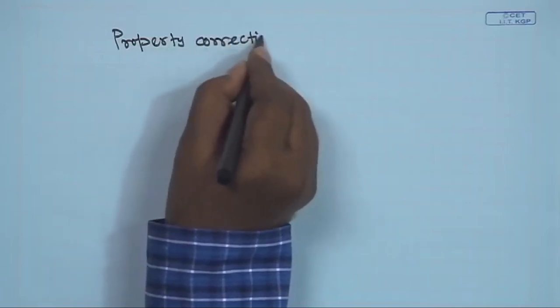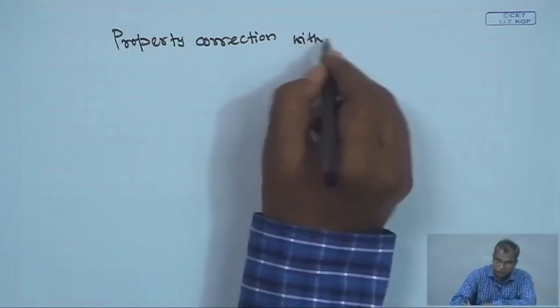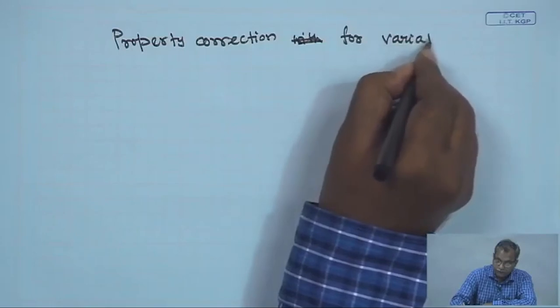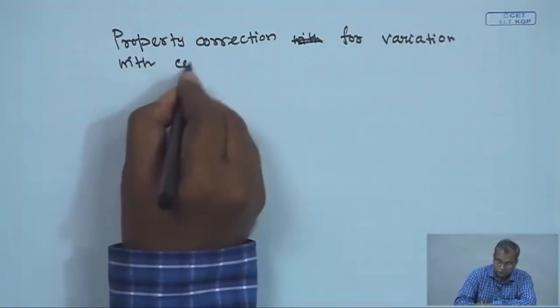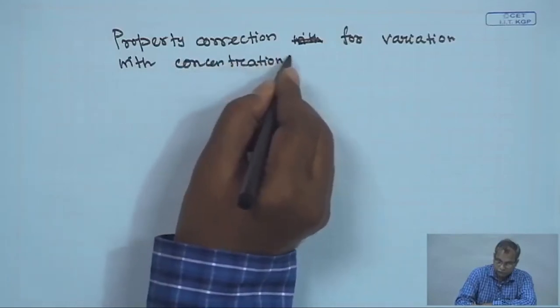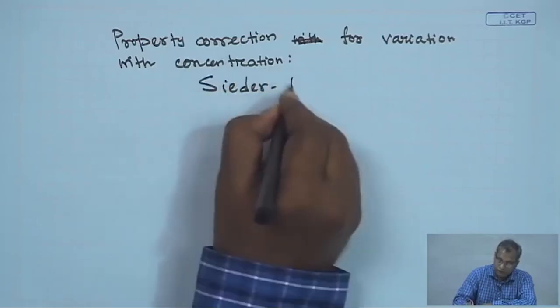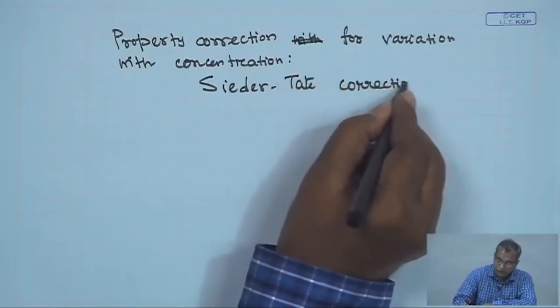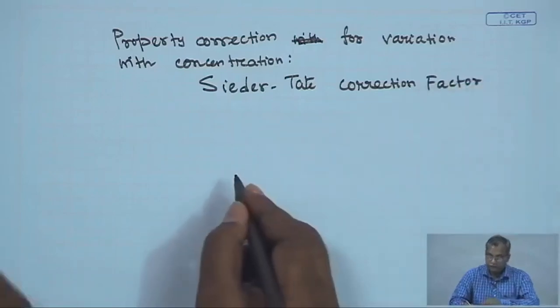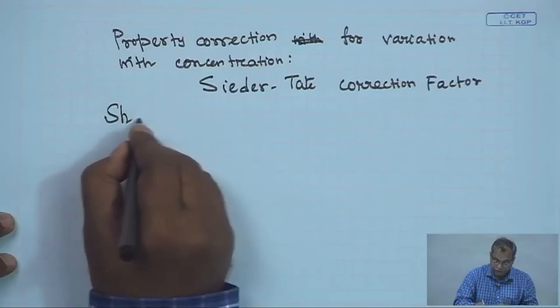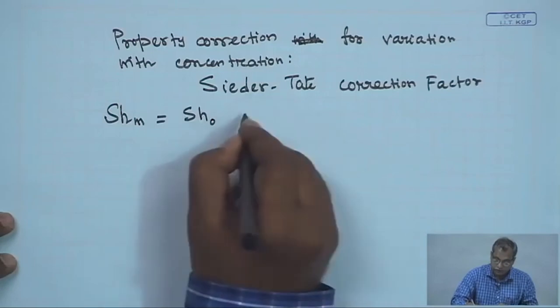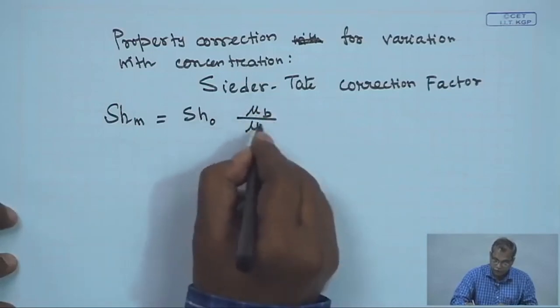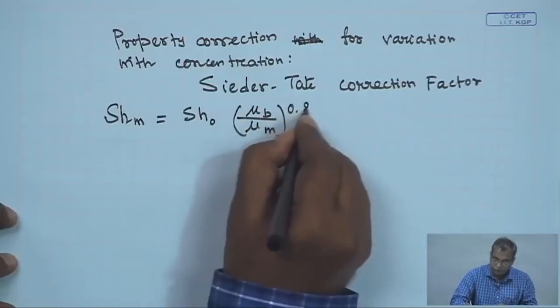How is that done? All of us probably know about the Sieder-Tate correction factor. This is the property correction for variation with concentration. This is known as the famous Sieder-Tate correction factor, and it is included in the Sherwood number relationship. The modified Sherwood number is Sherwood naught times mu at bulk divided by mu at the membrane surface, raised to the power 0.27.